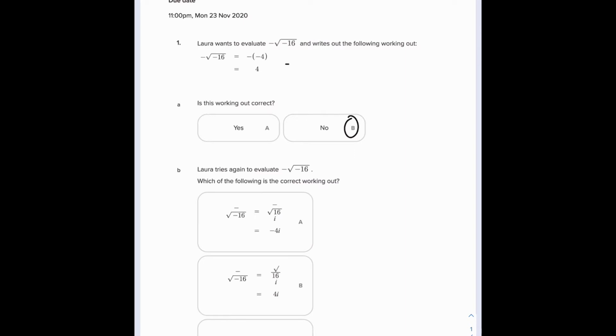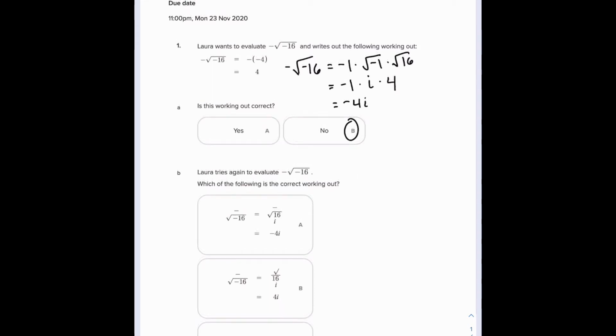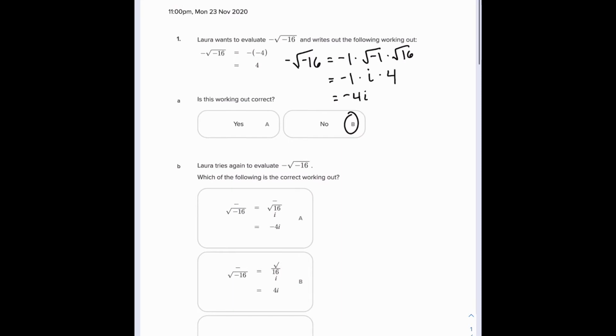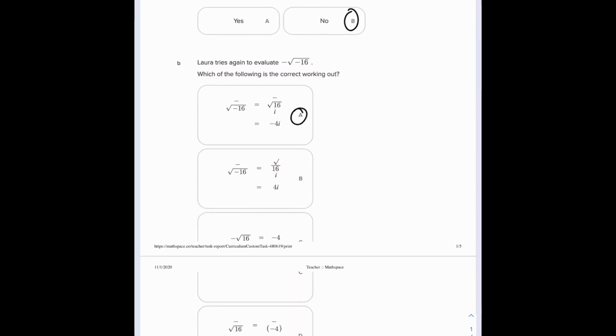So really, when we're looking at this, it's the same as negative 1 times radical negative 1 times radical 16. Okay, well that's just the same as negative 1 times, and we learned that the square root of negative 1 is just i, and then the square root of 16 is 4. So that means our answer is negative 4i. So now, if we look at part B, the correct answer is clearly A.